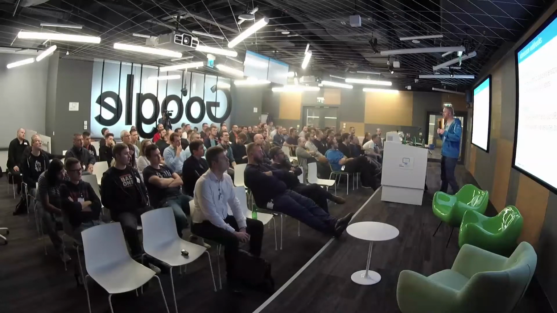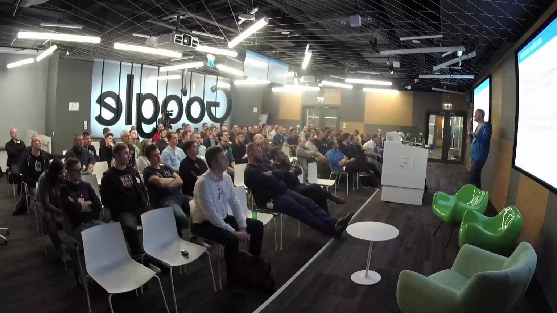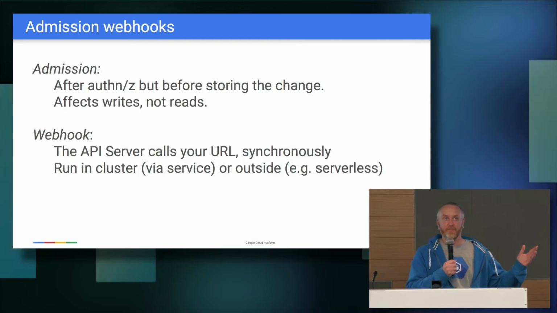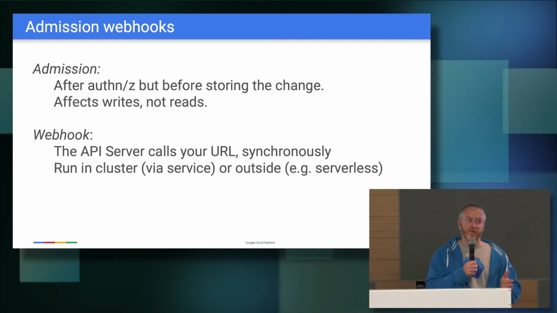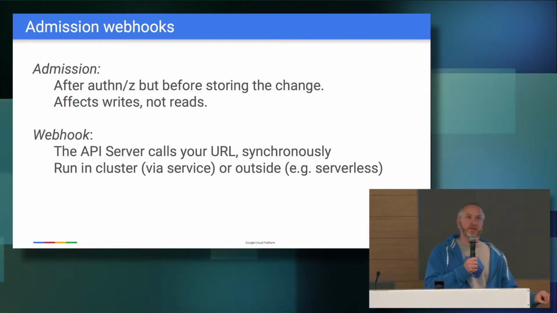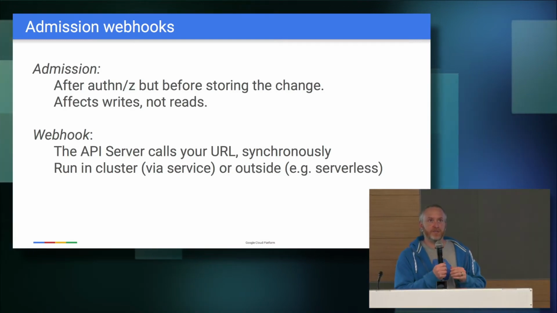So I've mentioned a couple times admission control and webhooks. What is an admission control webhook? Admission is the cycle of our API that happens after you've authenticated a request that's coming in and you've been authorized to do the thing that you're asking to do, but before we actually store the change. It only affects writes; reads don't pass through admission control.